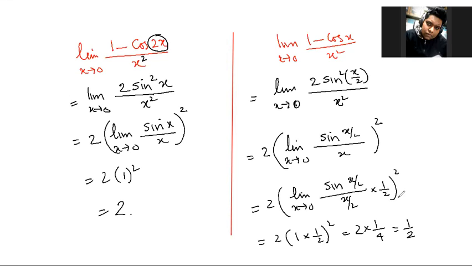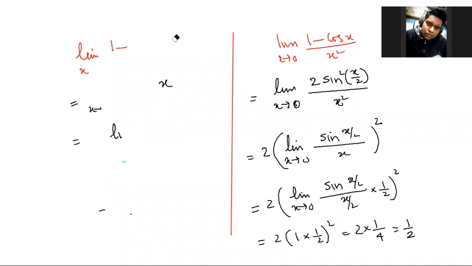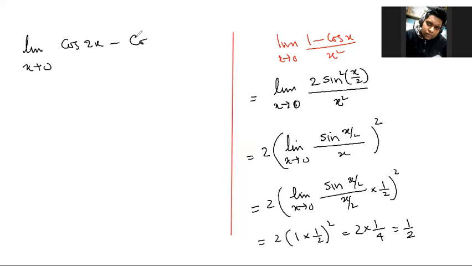Now, one more question. Have you noted? This is type 1, one type of it. Now write the next type, which you already did once. Once again, we'll practice. Limit x tending to 0, cos 2x minus cos 8x. What should be the denominator? x or x square? x square.